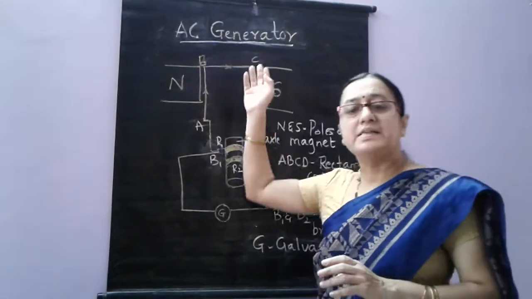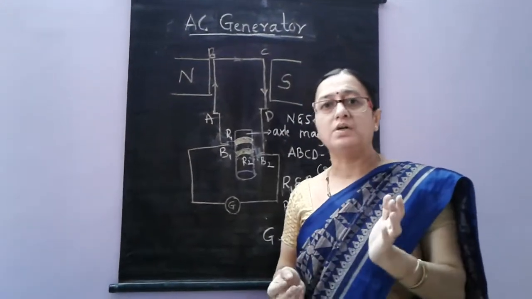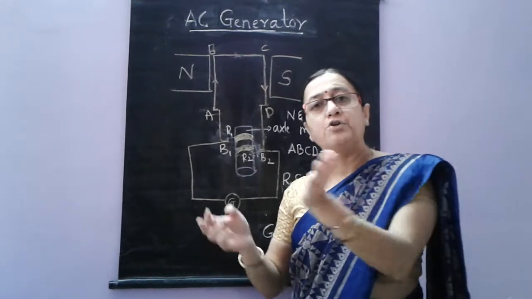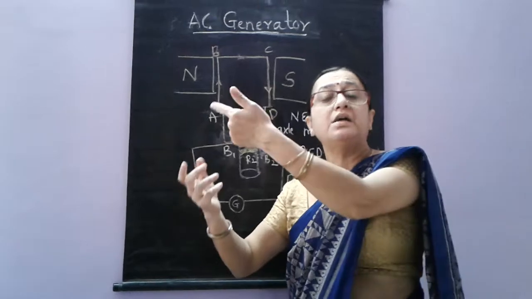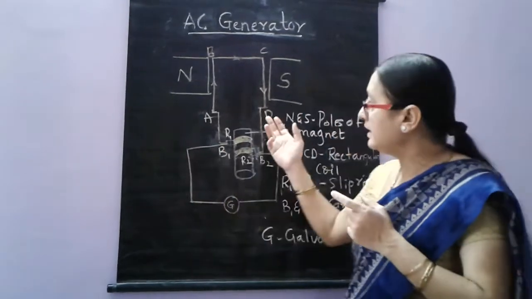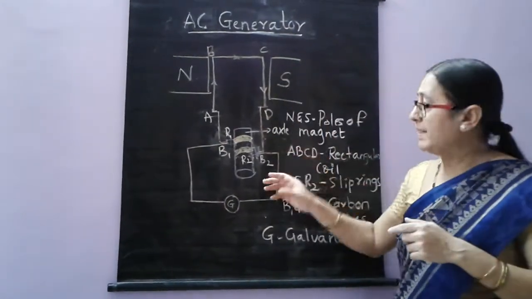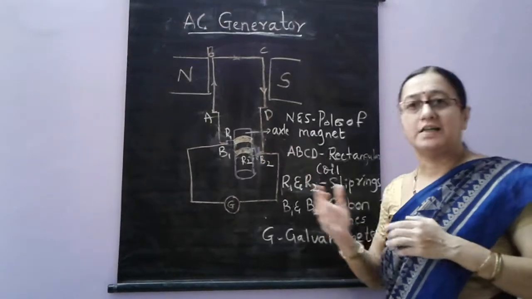Let us see how an AC generator works. In case of a motor, electric energy is converted into mechanical energy. So current is passed, then the axle starts rotating in anti-clockwise direction. But here, in case of a generator, the mechanical energy is converted into electrical energy.